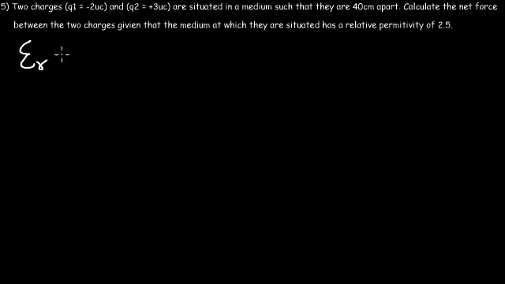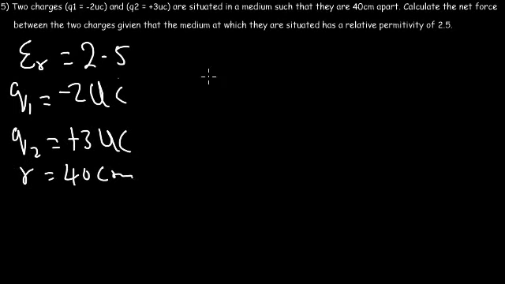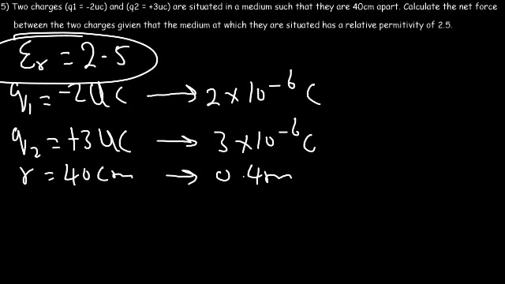So first, we are given the relative permittivity to be 2.5. We are given Q1 to be negative 2 microcoulombs. Q2 is positive 3 microcoulombs. And the distance r is 40 centimeters. Almost everything given to us here is not in the appropriate SI unit. So to convert this, that's 2 times 10 to the power of negative 6, and to convert this, that's 3 times 10 to the power of negative 6 coulombs. And what about 40 centimeters? That should be 0.4 meter. Perfect.